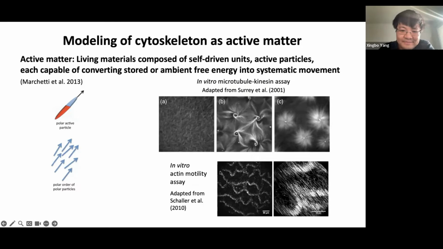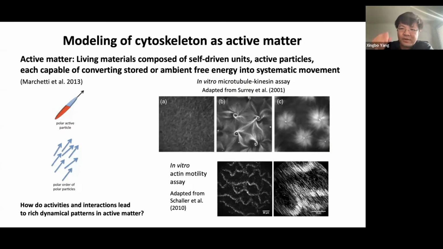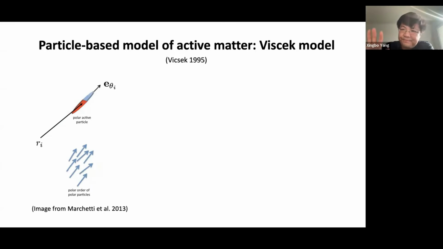Do the same thing with actin, and you also see very interesting patterns, even including motile waves, which I will talk about in more detail. This shows that with just this simple conceptual idea, putting together a bunch of self-propelled particles, you can capture very rich spatiotemporal dynamics of active systems. But the question is, how do activity and interactions lead to such rich dynamics? Once you strip an active matter system to its core, it's easy to start to model and study it. So in the next few slides, I will introduce some modeling approaches.